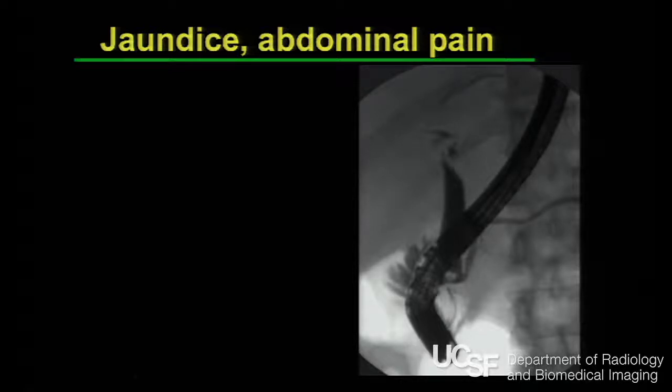Jaundice, abdominal pain, this is an ERCP. We can see the common bile duct with the ERCP, but we can't see the duct above the level of where the gallbladder resection was. That's iatrogenic narrowing of the duct. There may be a leak above the point of the surgical clip.